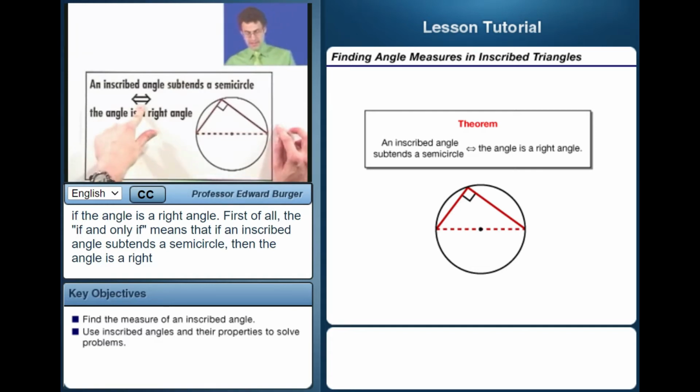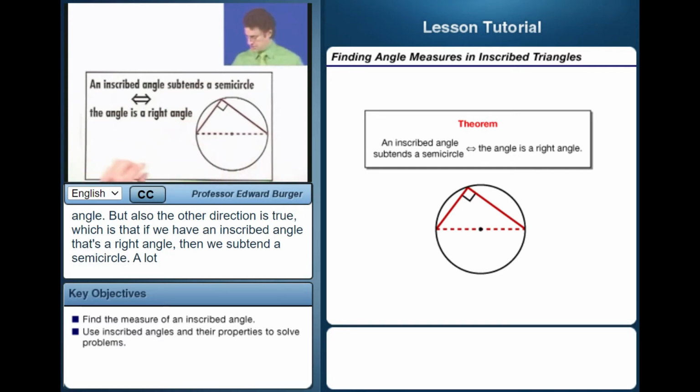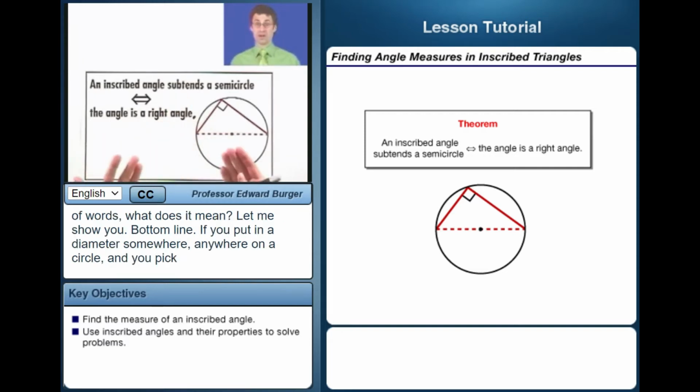First of all, the if and only if means that if an inscribed angle subtends a semicircle, then the angle is a right angle. But also, the other direction is true, which is that if we have an inscribed angle that's a right angle, then in fact we subtend a semicircle. A lot of words. What does it mean?